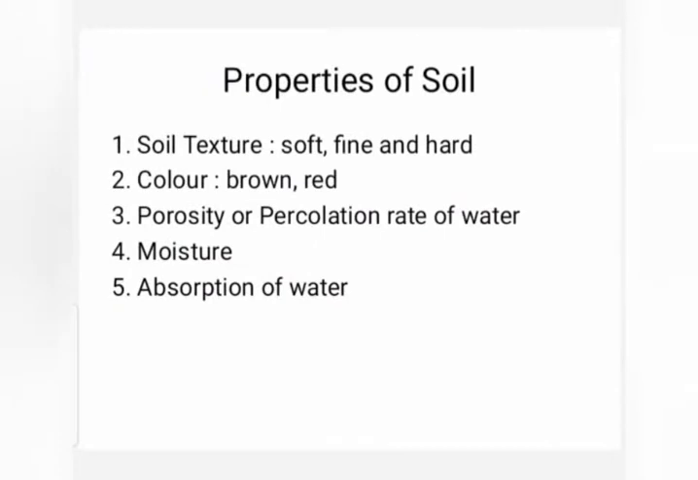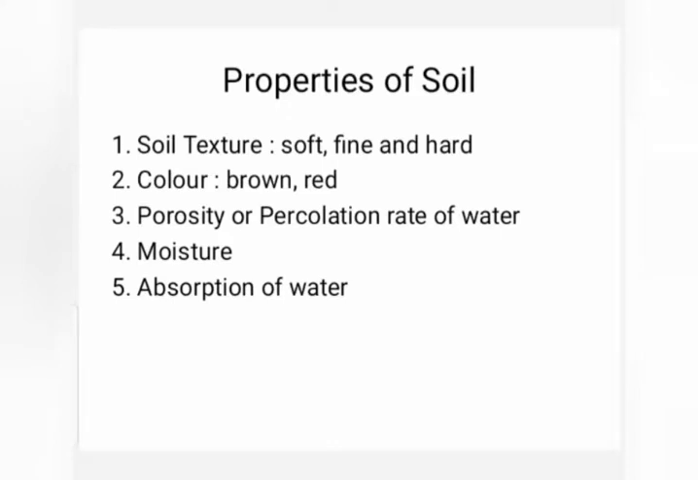What are the properties of soil? The properties of soil are: 1. Soil texture, whether it is soft, hard, smooth or fine. Second property is its color: red soil, brown soil or dark in color. Third is percolation rate of water, or it is called the porosity.